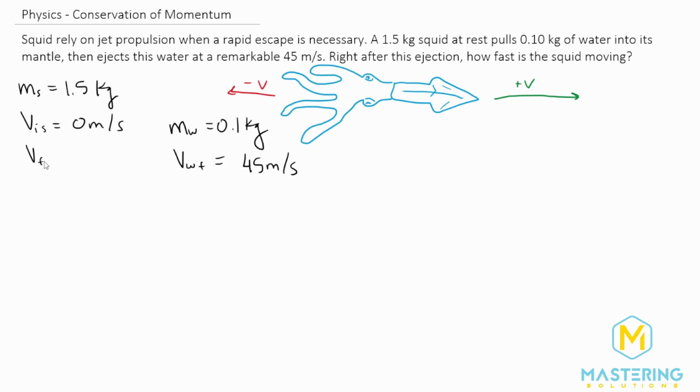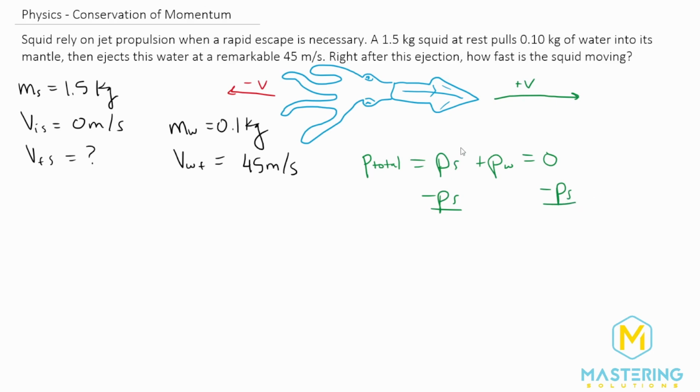So the final velocity of the squid is what we're looking for here. We know that the total momentum of the system is going to be equal to 0 because there's no outside forces acting on it. All it is is the water and the squid. So we have the momentum of the squid plus the momentum of the water is equal to 0. So now we can move one of the variables over to the other side. It doesn't particularly matter which one. Let's just move the squid's momentum.